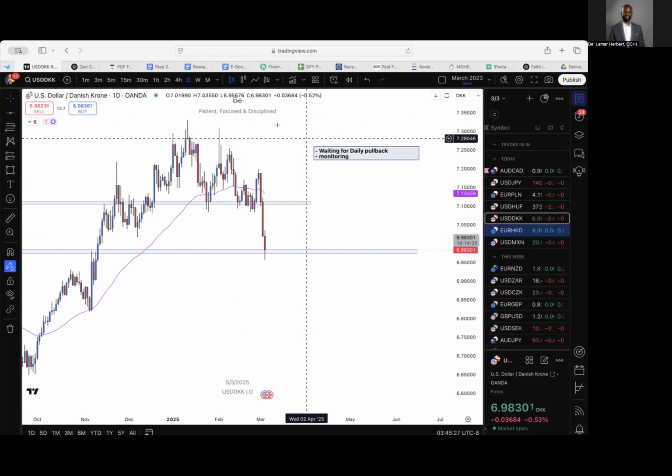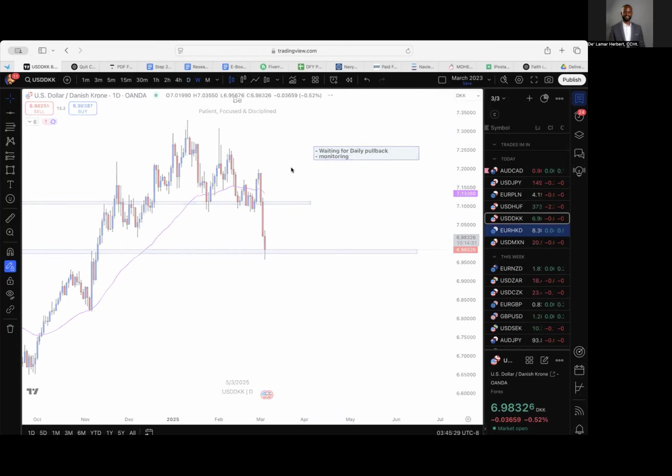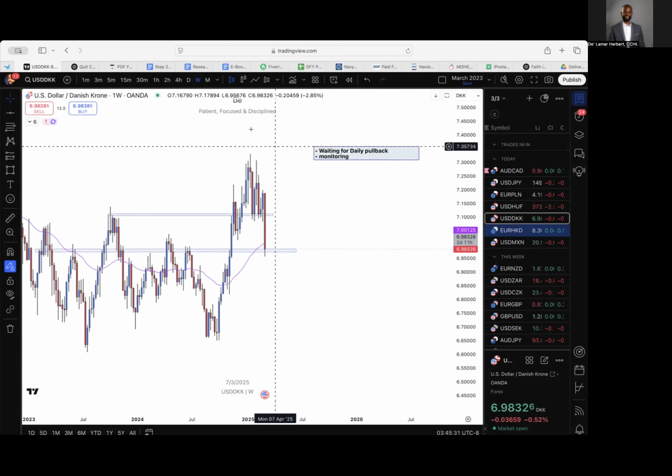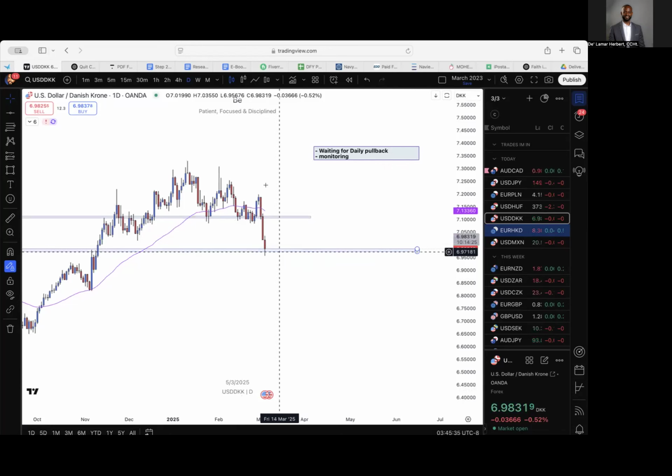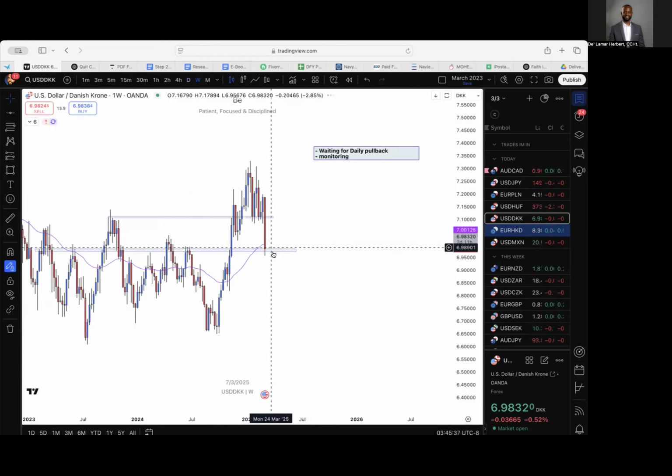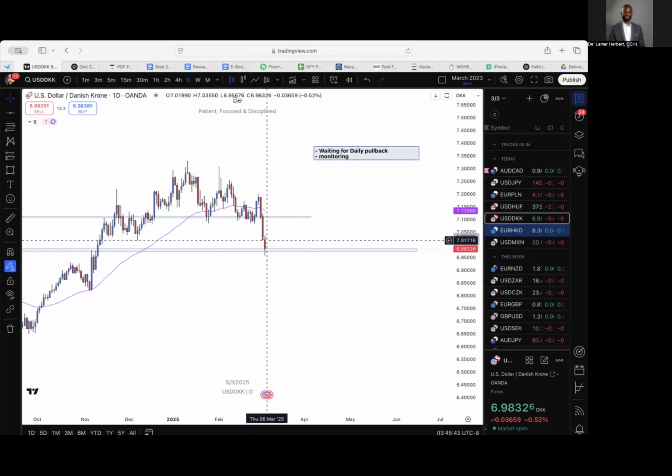Next, we got USD DKK. Okay, bearish weekly, bearish daily. Okay, it looks like we're at a weekly area of interest actually. Right now, we just arrived at the weekly area of interest. So what we want to just see is just a pullback, which can happen today, and then we can look for sales.